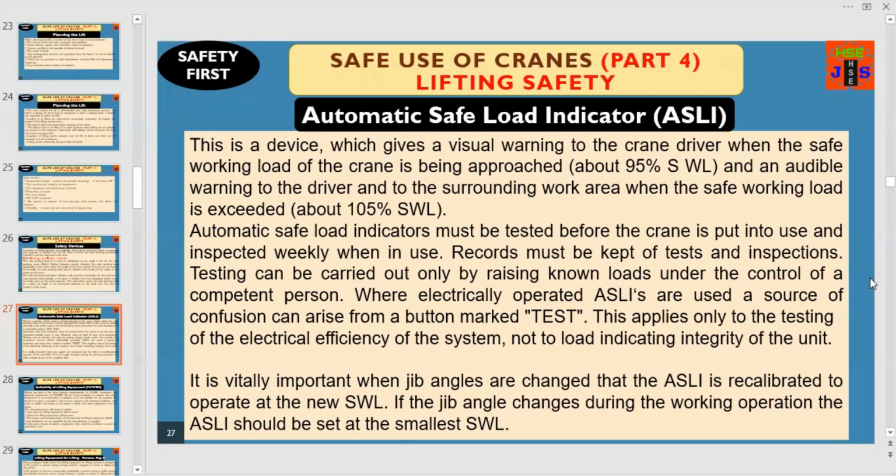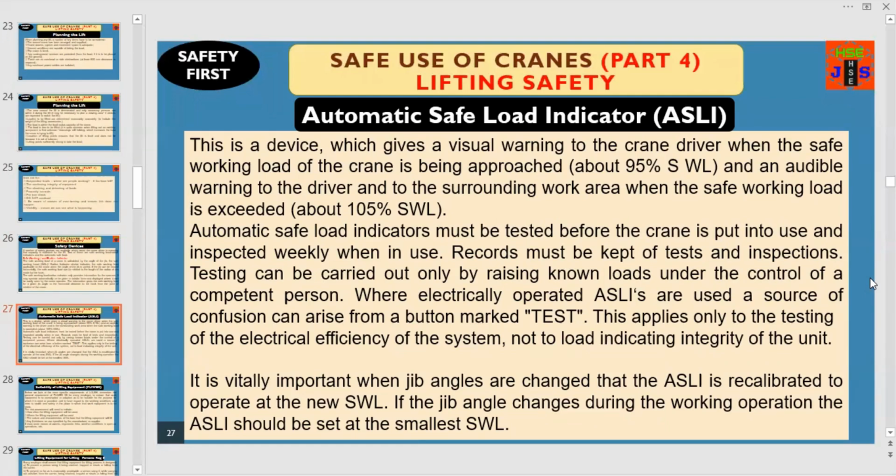Where electrically operated automatic safe load indicators are used, a source of confusion can arise from the button mark test. This applies only to the testing of the electrical efficiency of the system, not to the load indicating integrity of the unit. It is vitally important when jib angles are changed that the automatic safe load indicator is recalibrated to operate at the new safe working load limit.